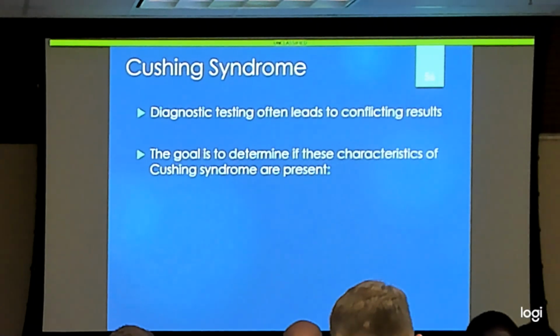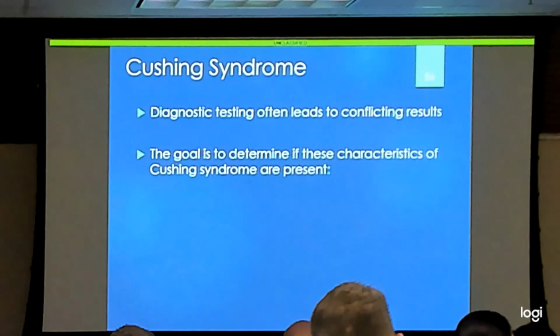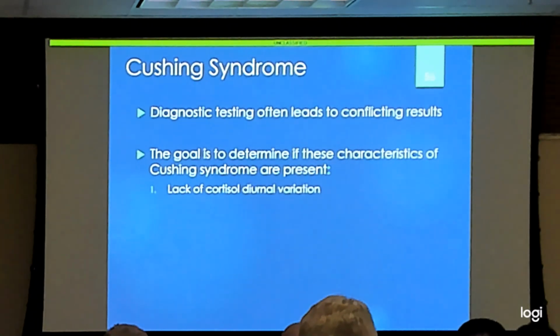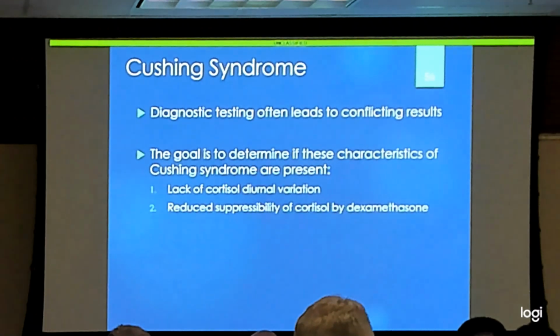But these characteristics of Cushing should all be present. They should all make decent sense. Lack of cortisol diurnal variation, meaning it's high all the time. High all the time, right? I'll tell you how to go about measuring it when we talk about the dexamethasone suppression test, and that's a repeat lesson. Again, we'll talk about it again.